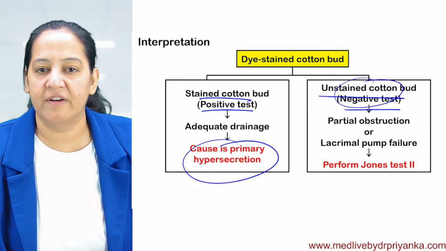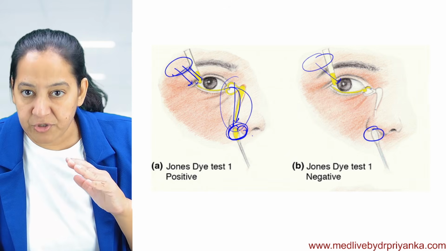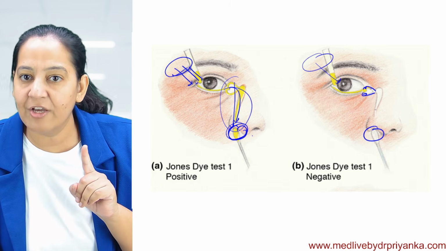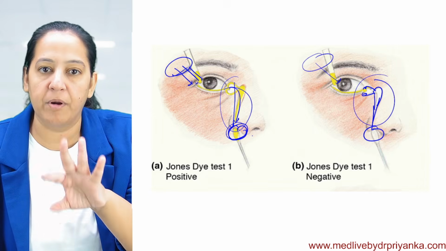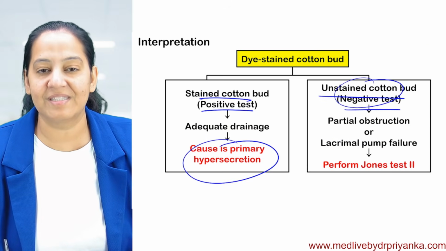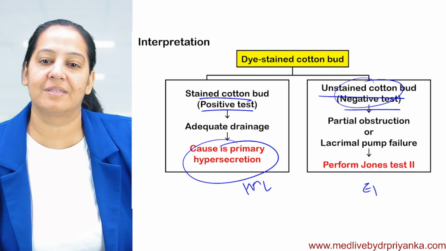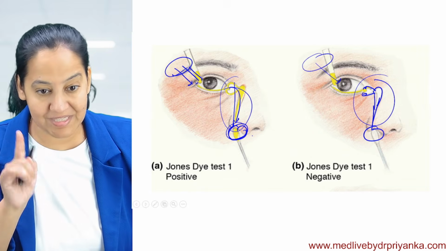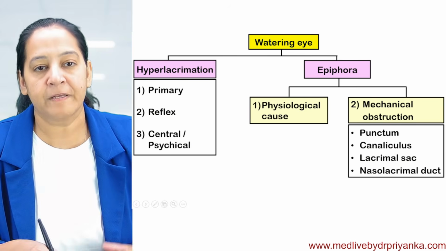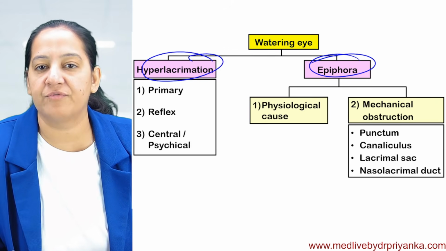And if it is unstained, so the gland is producing normal tears, but there is obstruction either in the puncta or in the canaliculi or in the sac or in the duct. We don't know the exact location, but there is some problem in the drainage. Okay, so the cause is the epiphora. So if it is stained, the cause is the hyperlacrimation. If it is unstained, the cause is the epiphora. I hope you got the basic principle and the interpretation. I hope you got the principle, procedure, and interpretation. Got it? So basically, Jones' primary test is differentiating hyperlacrimation from the epiphora.